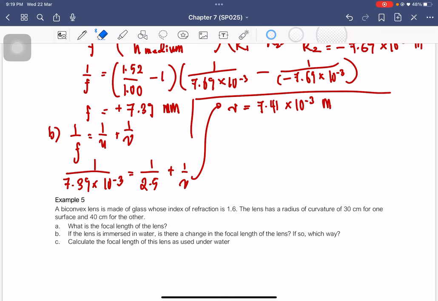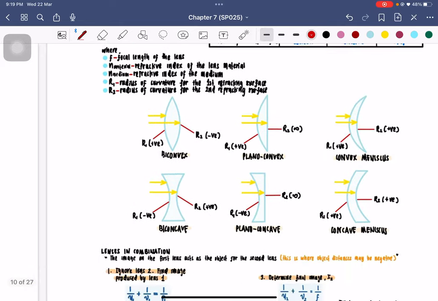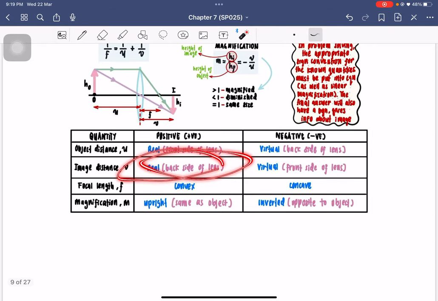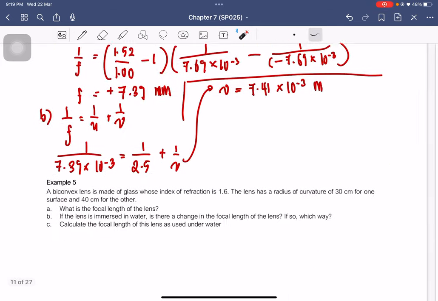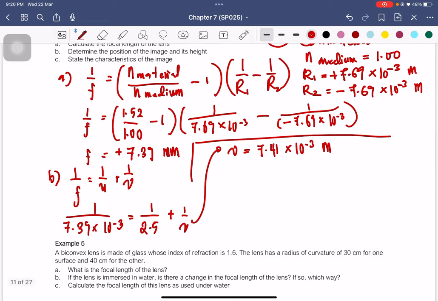Okay, so since this is a positive value, the image is formed at the back side of the lens. Okay, so that's just what you need to know. Is there any data for position? Okay, position is back side. You write back side of lens. Okay, just write it like that.